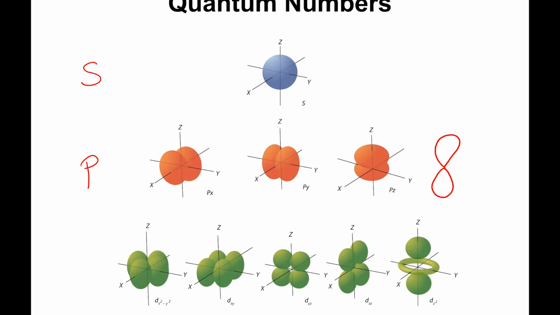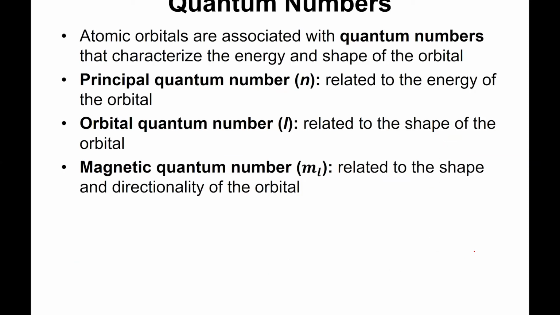And then lastly is the D orbital. They have a variety of shapes, but usually they are classified as this kind of flowery X shape. So again, that was the orbital quantum number, and that relates to the shape. The next is the magnetic quantum number, m, which is related to the shape as well, but it's mostly related to the directionality of the orbital.